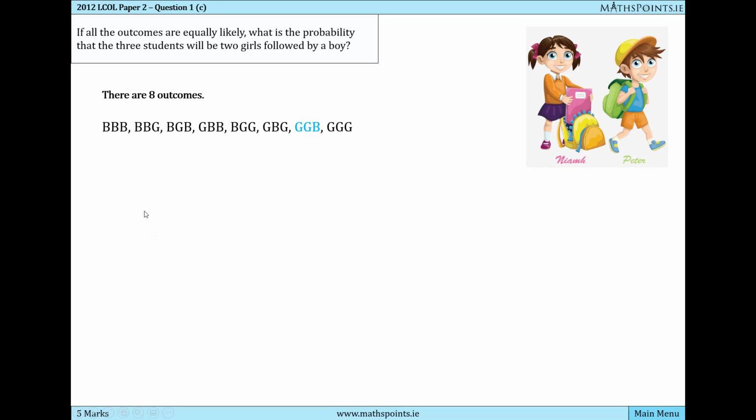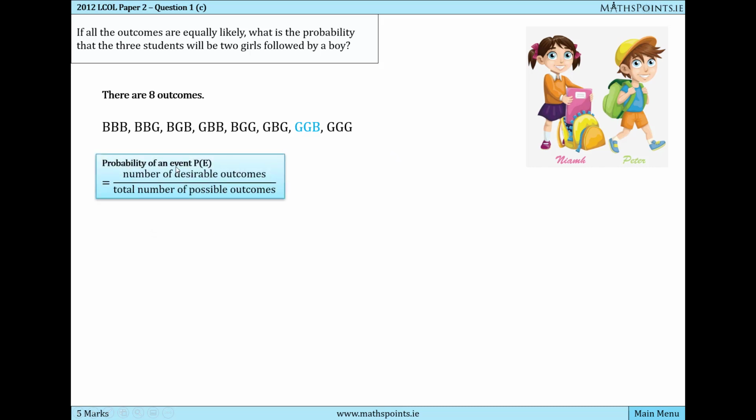When we're doing probability questions, it's good to remember that probability is the number of desirable outcomes over the total number of possible outcomes. So again, the desirable outcome in this case is 2 girls and a boy, so 1, and the total number of possible outcomes is 8. And so the answer to this question is 1 out of 8.